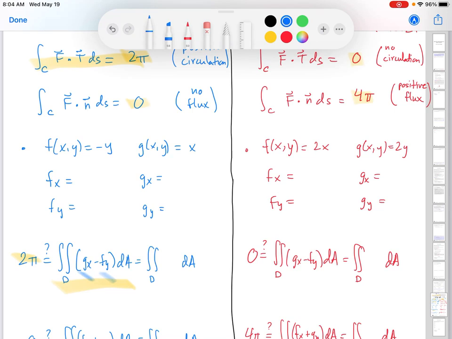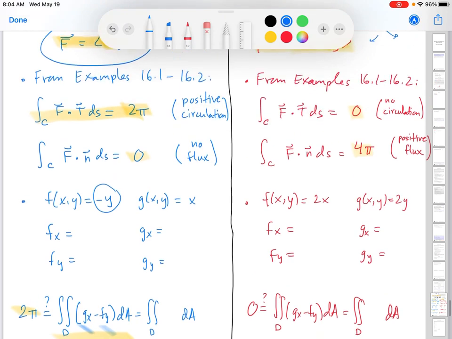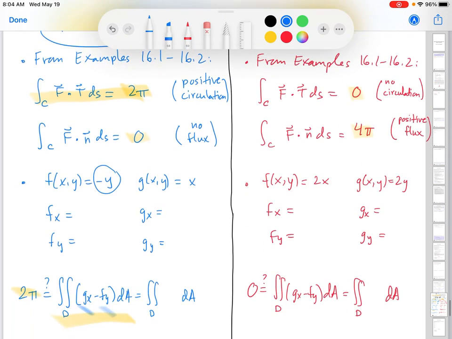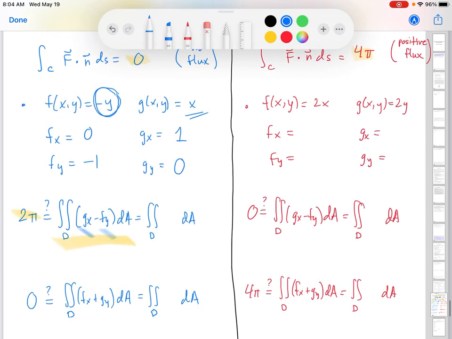So let me go up here and actually just calculate all of the partial derivatives. f_x, well, how did I get f and g? Let me back up here. This is f and this is g. Okay, so now f_x, this does not depend on x, so that's 0. f_y is -1. Looking over here now, g_x, this is 1, and then g does not depend on y, so g_y is 0.